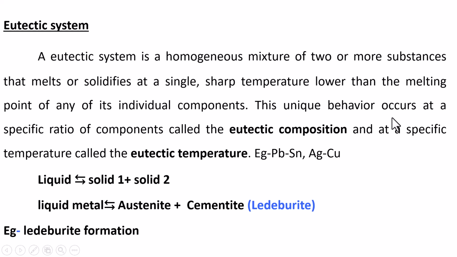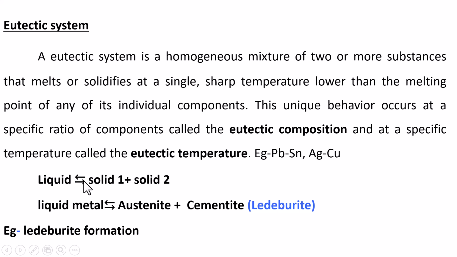This unique behavior occurs at a specific ratio of components called eutectic composition. The eutectic reaction occurs at a particular composition, called eutectic composition, and at a specific temperature called eutectic temperature. For example, the lead-tin system and the silver-copper system are examples of eutectic systems. In the eutectic system, the liquid solidifies on cooling, and the arrow indicates heating.